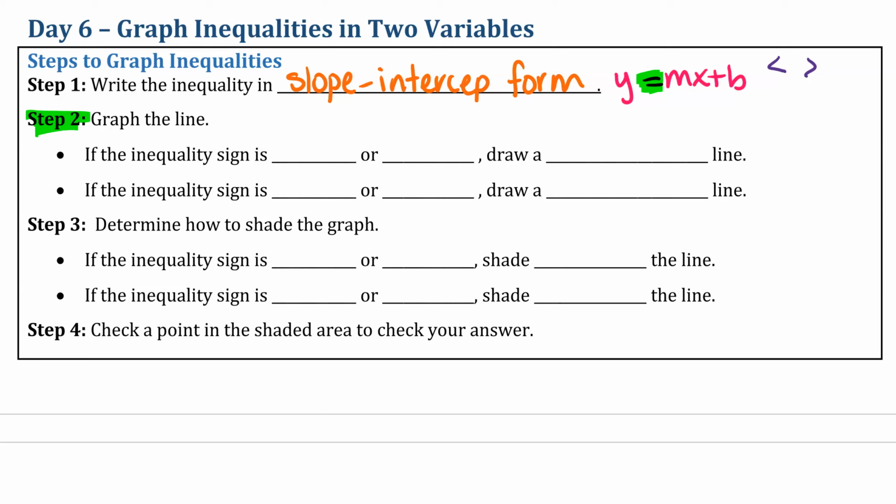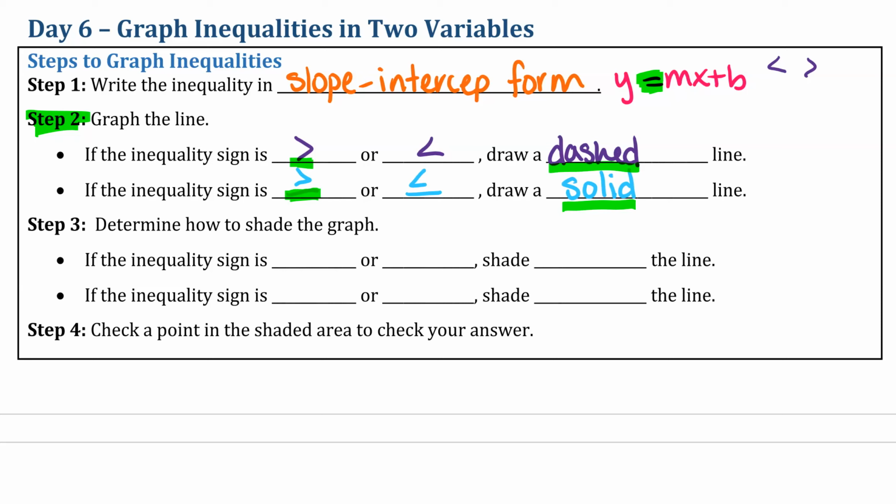If the inequality sign is greater than or less than, you're going to draw a dashed line, or dotted. I call it dotted, but I know other teachers call it different things. If your inequality sign is greater than or equal to or less than or equal to, we're going to draw a solid line. In my class, I ask you: line or no line? This sign has a line, so you draw a solid line. This one's got no line, so you're not going to draw that line. We'll see more when we do these.